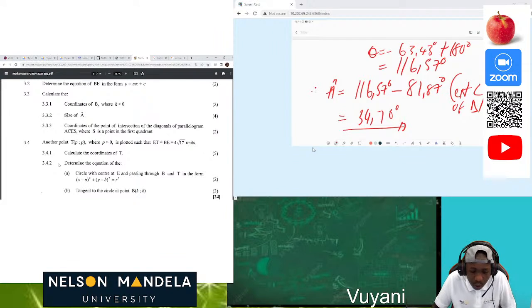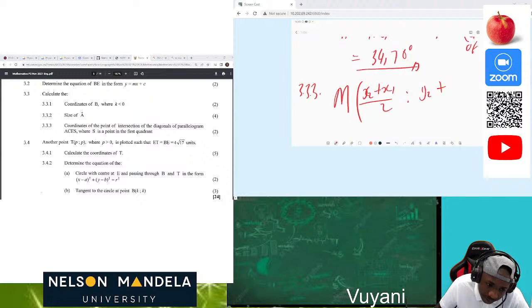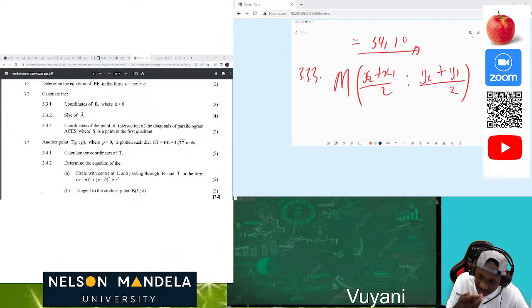So we know one thing: the point of intersection is the midpoint of the whole parallelogram. So let's just calculate that. We can use the midpoint formula, which is M = ((x1 + x2) divided by 2, (y1 + y2) divided by 2). Then after that, we are ready to go.